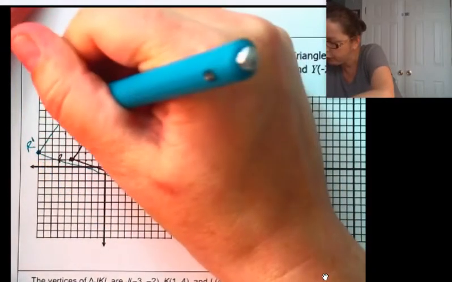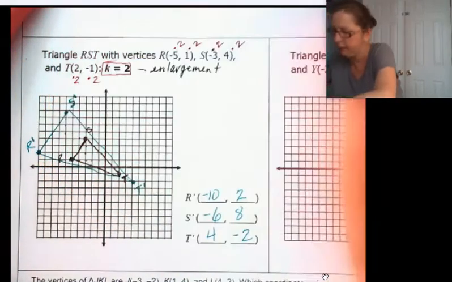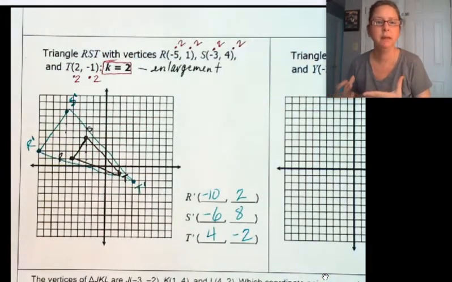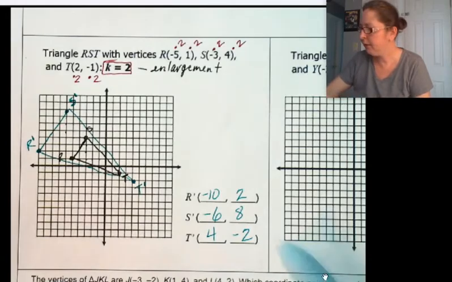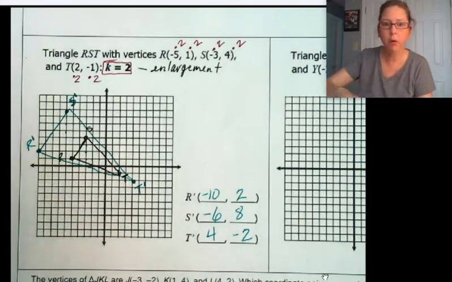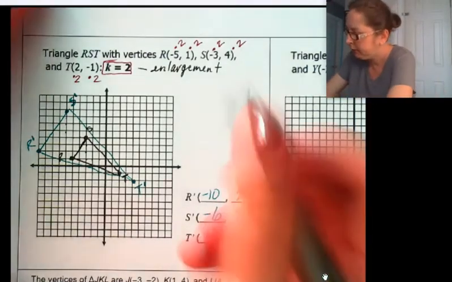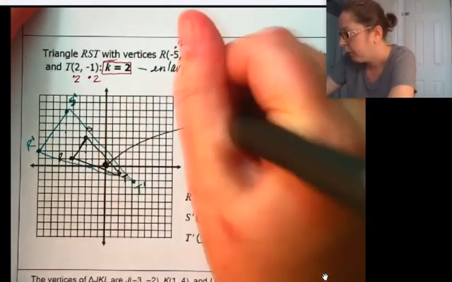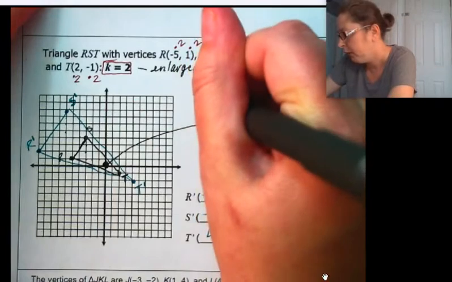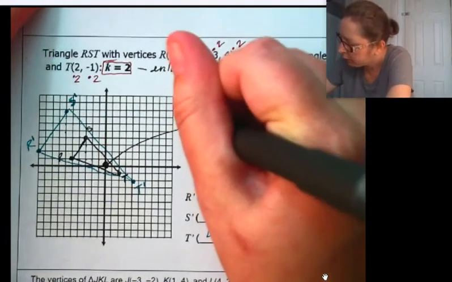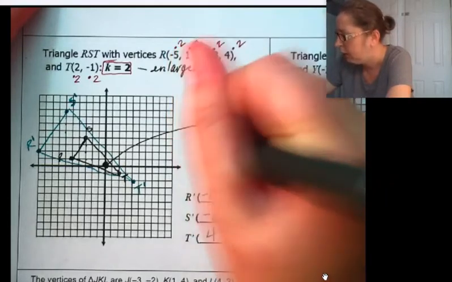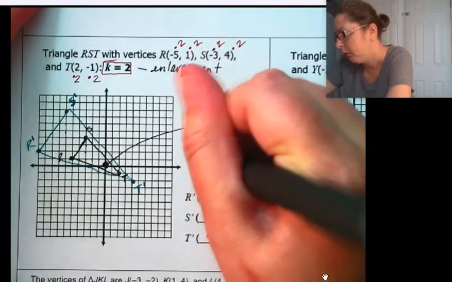I didn't do a great job drawing a straight line, but that's what it ends up looking like. Okay? So you can see that it is larger. Now the center, the origin, is the center of the dilation.